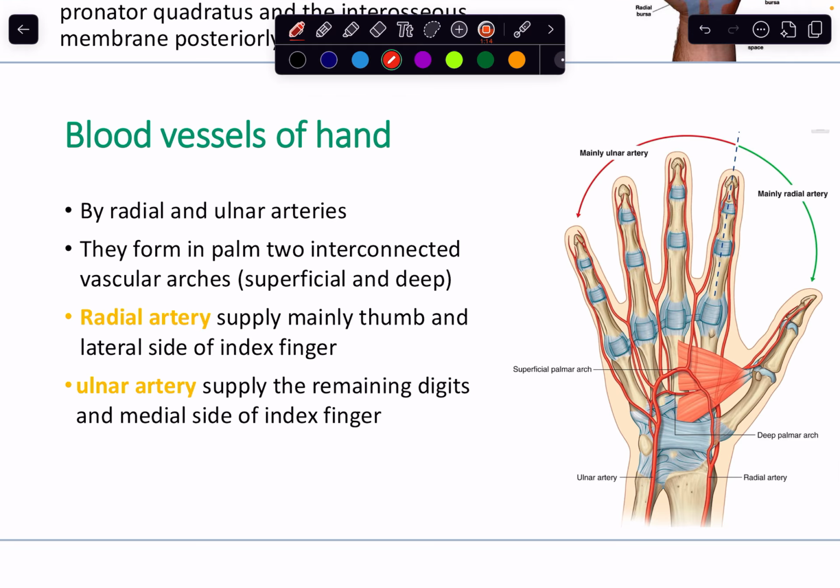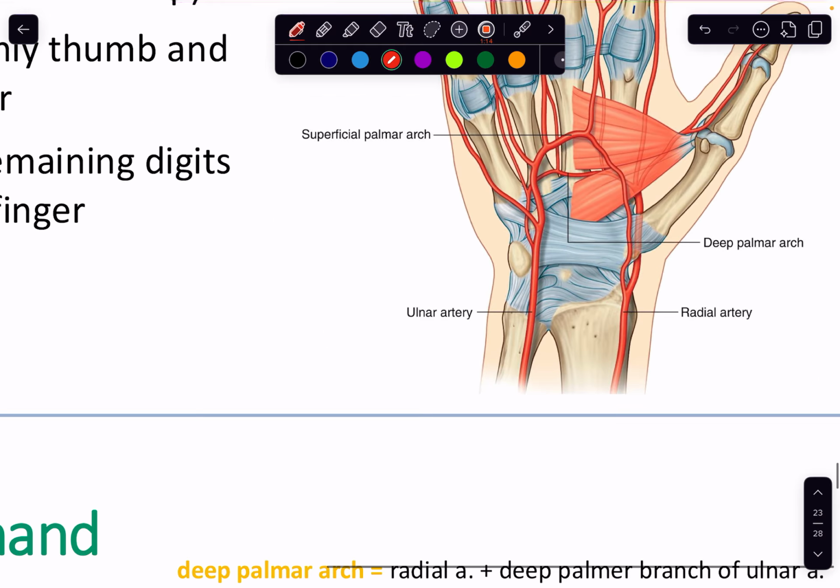the floor of the snuff box, right? So this radial artery goes back through the snuff box, touching the scaphoid, and when it comes to the dorsum, this radial artery contributes to the formation of the deep palmar arch. The deep palmar arch, right? So it has to move here, anteriorly.